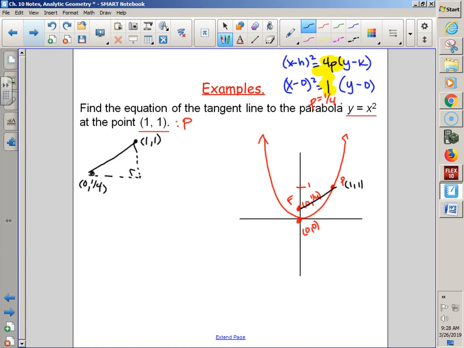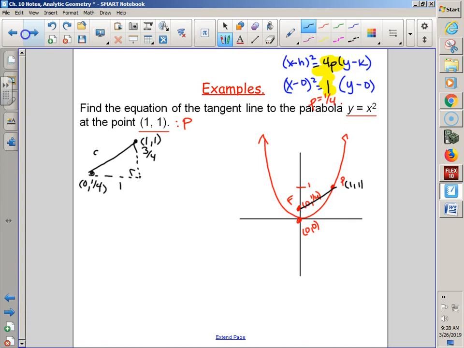And how do you find distance? You do one x minus another x. What's 1 minus 0? What's that distance? 1. What's the change in y's if you go from 1/4 to 1? 3/4. I see what you're doing. You're going this way, right? 0 minus and 1/4 minus. I was just going the other way. 1 minus and 1 minus.